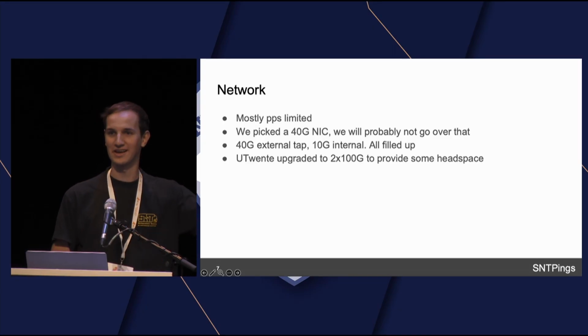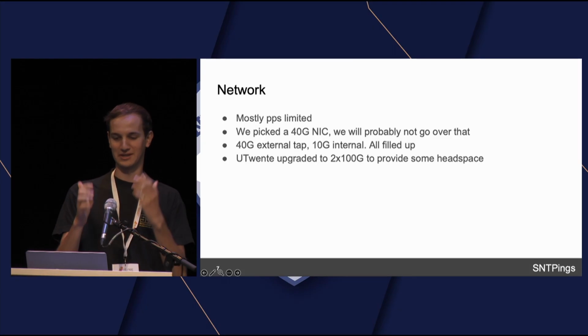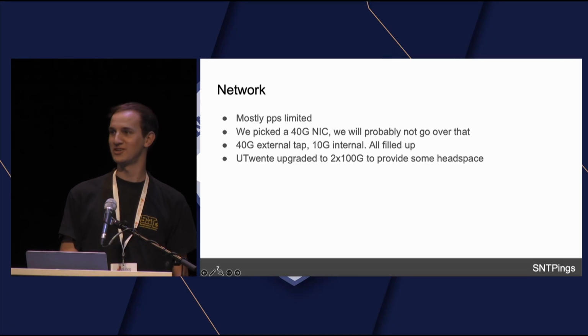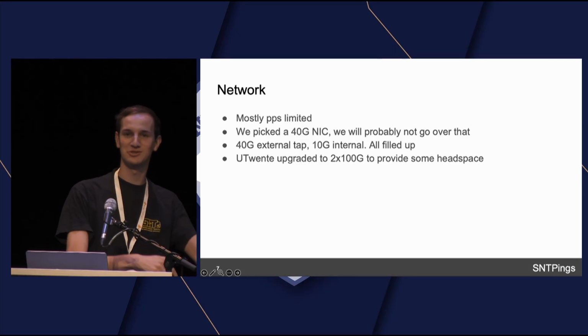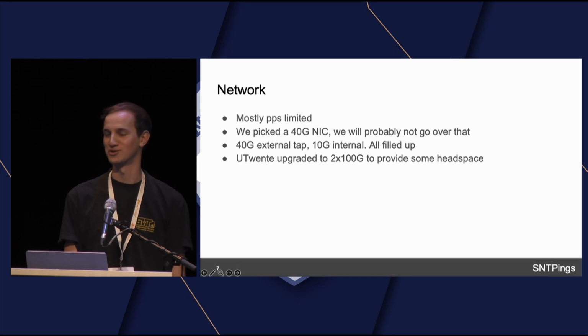We thought, okay, that was mostly enough. Split it up into 40 gig internal, 40 gig external, and then we can play around with that. The UT only had a 40 gig network. We didn't want to use all of that, so we upgraded the whole university to 100 gig.